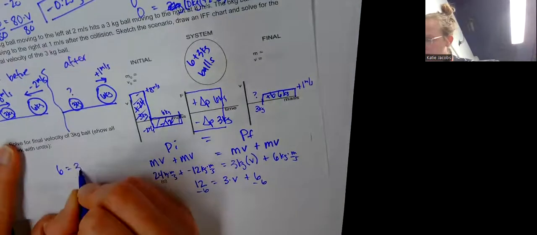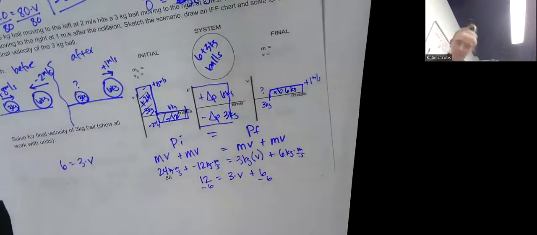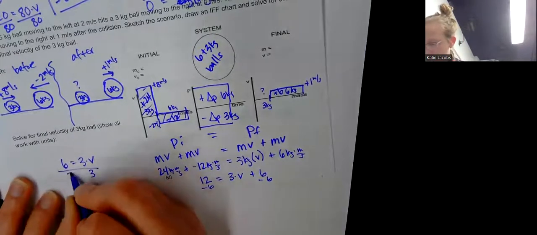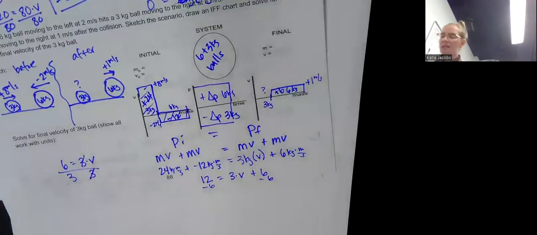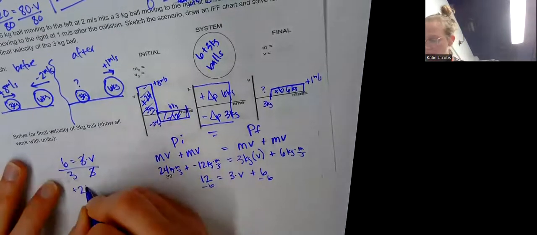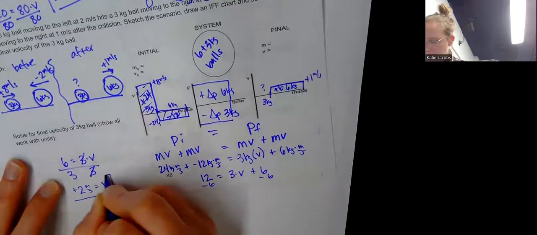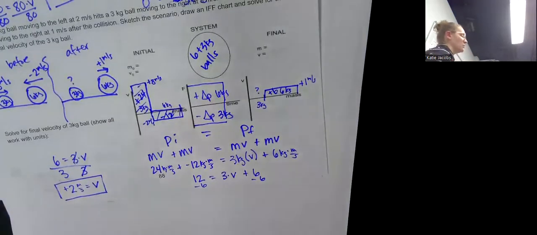And now I'm going to do the algebra. I've got this whole equation. I'm going to solve for V. These 3 terms get combined. 24 plus negative 12 is positive 12. Now I gotta combine the 6 and the 12, because those are also momentum terms. I'm gonna subtract 6 from both sides, and I'm gonna get 6 equals 3 times V. Divide by 3 on both sides, 6 divided by 3 is +2. So my answer is +2 meters per second.